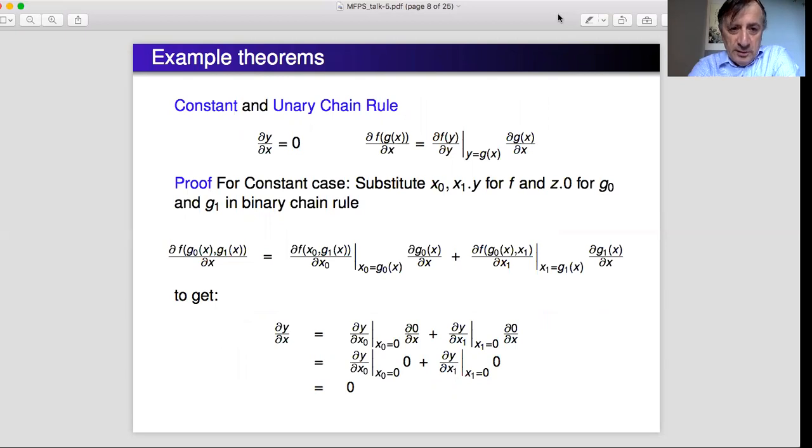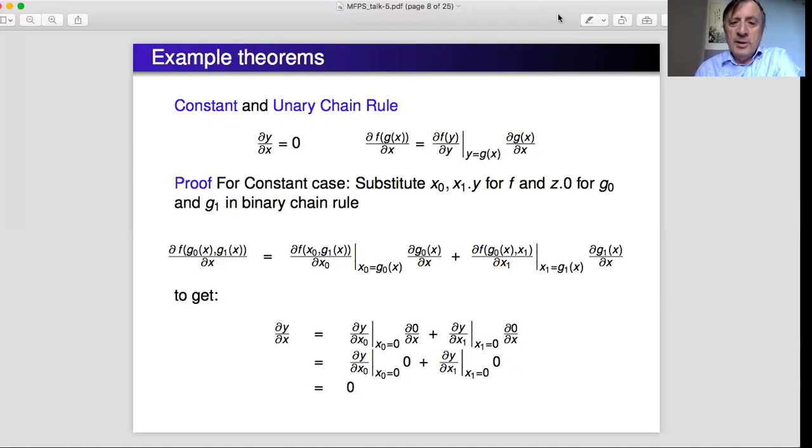So there's the binary chain rule rewritten. What we're going to do is take f to ignore its arguments and just return y. So we substitute x0, x1 dot y, that's an abstraction, for f. I want g0 to ignore its argument and just return 0, so g0 of x is going to be 0, the same for g1. Making that substitution, we get dy by dx equals something times d0 by dx plus something similar. d0 by dx is 0, something times 0 is 0, so the whole thing is 0. So we get dy by dx is 0.